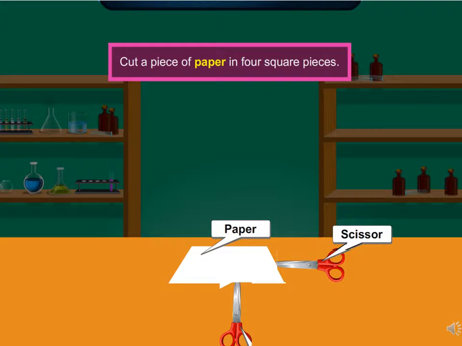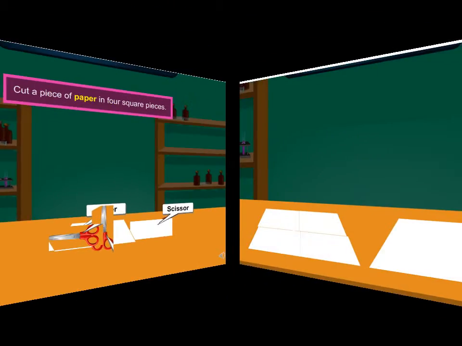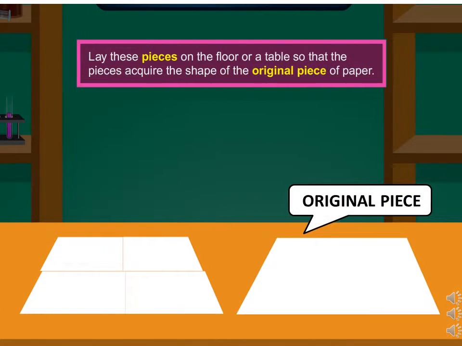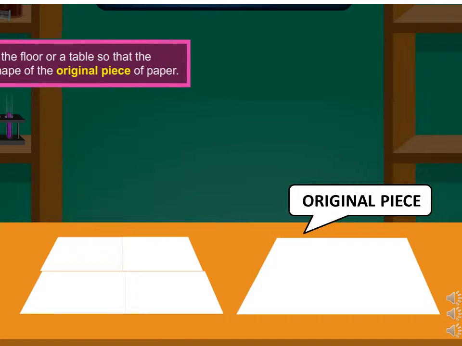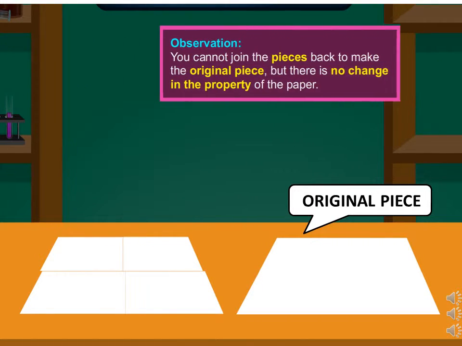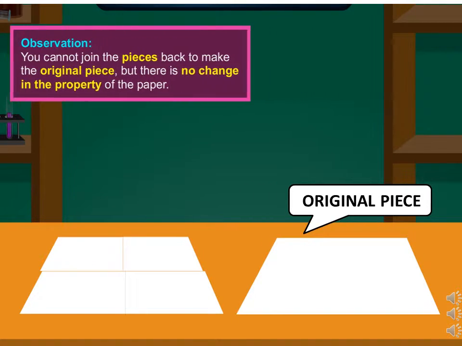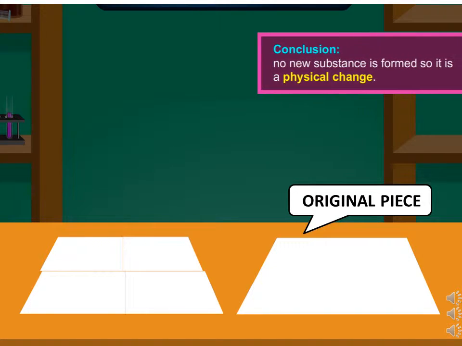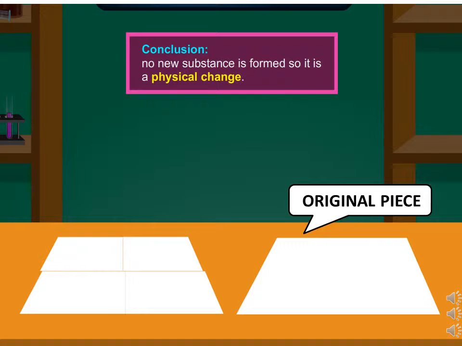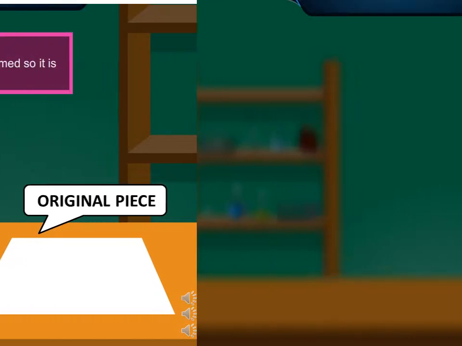Cut a piece of paper in 4 square pieces. Lay these pieces on the floor or a table so that the pieces acquire the shape of the original piece of paper. Observation. You cannot join the pieces back to make the original piece, but there is no change in the property of the paper. Conclusion. No new substance is formed, so it is a physical change.